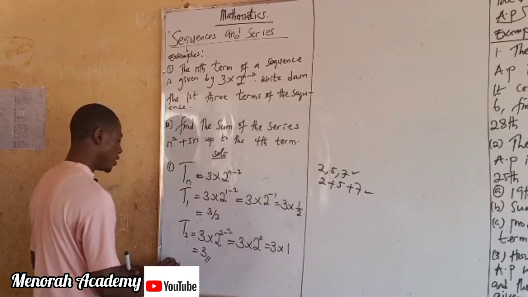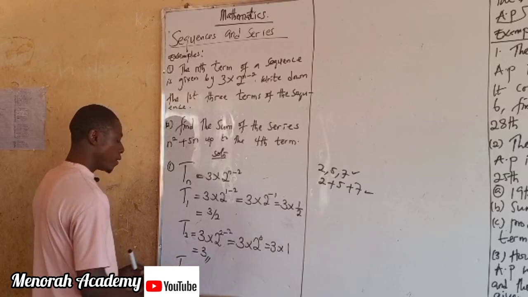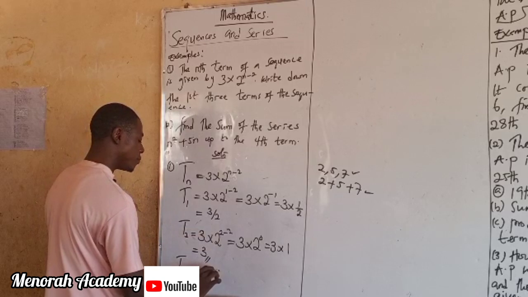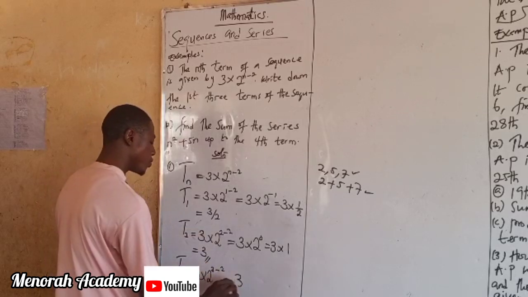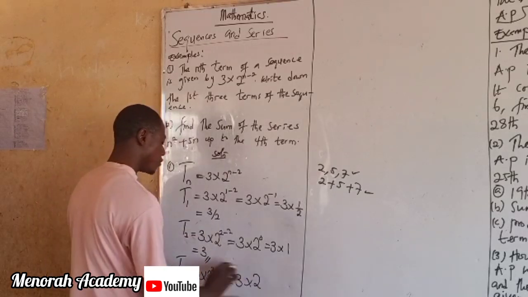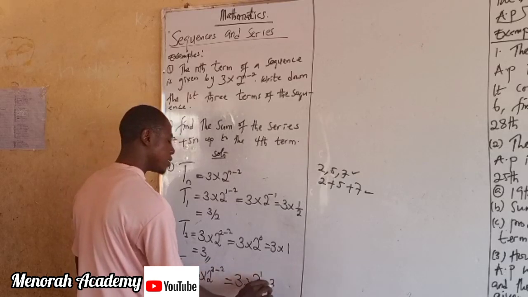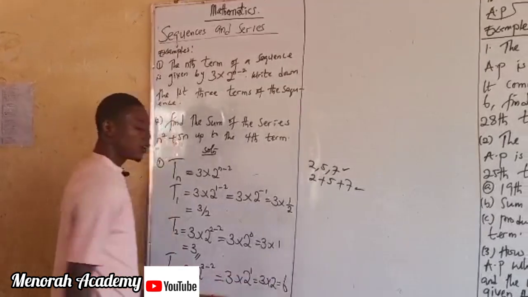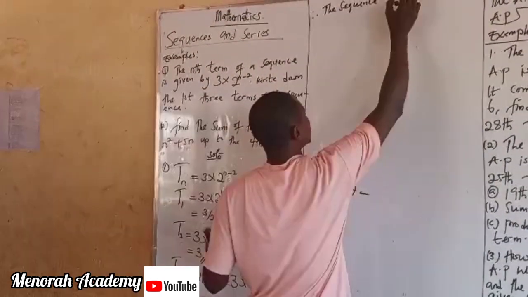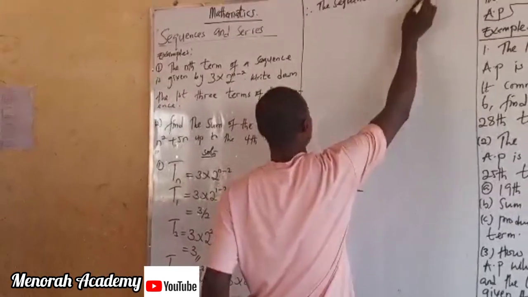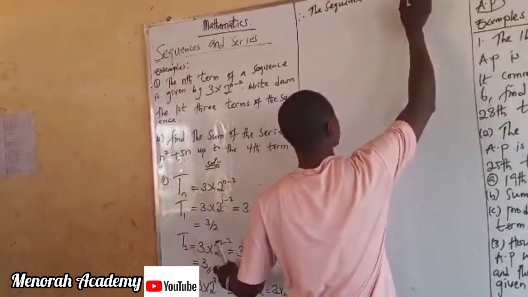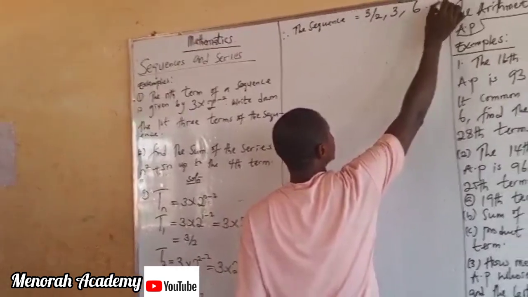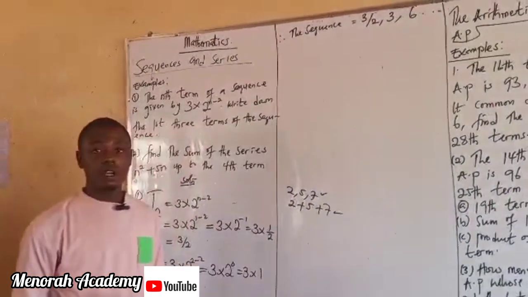So T of 3, which is the last one, we are going to have 3 times 2 raised to the power of 3 minus 2, which is going to be equals to 3 times 2 raised to the power of this minus this, which is 1. So it's 3 times 2 raised to the power 1, which is still 2. And then 3 times 2 is 6. So therefore, the first one is 3 over 2, comma. Then the second term is 3, comma. Then the last term is 6. And it continues. So this is the solution to the first one.